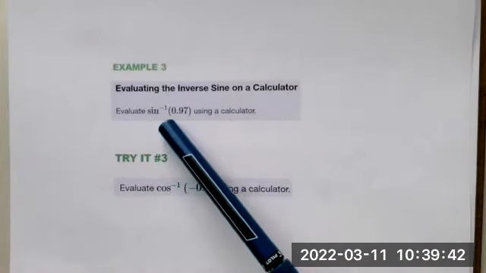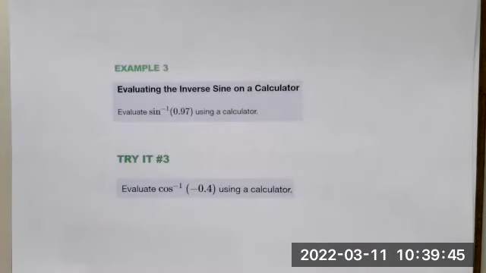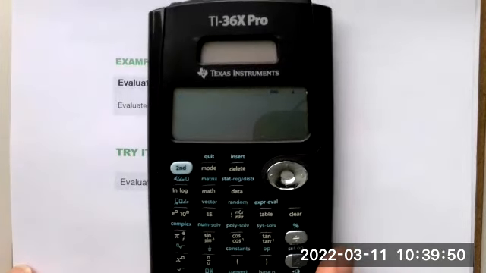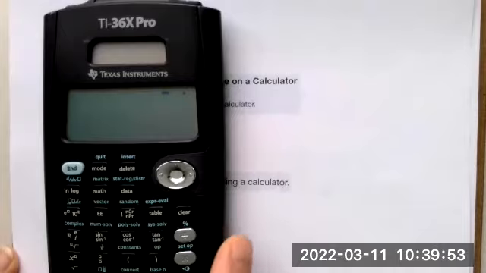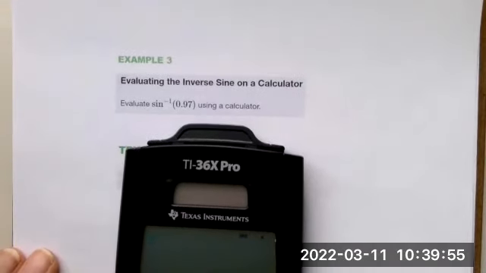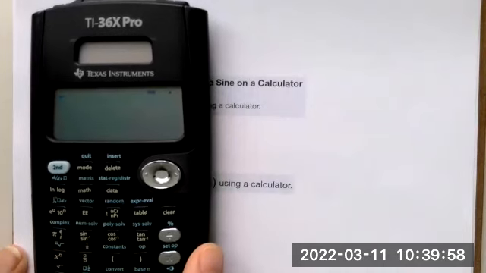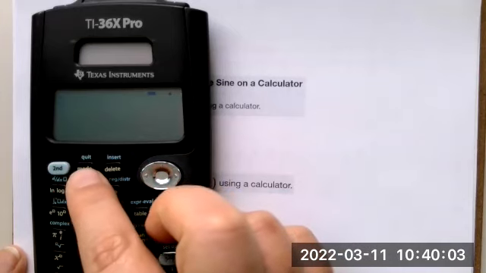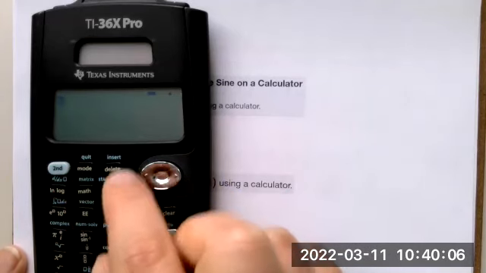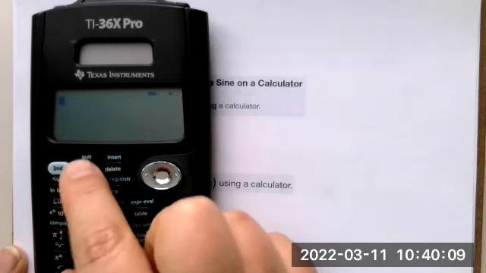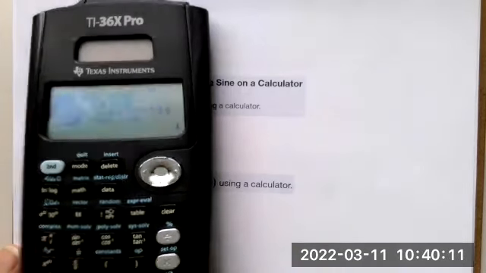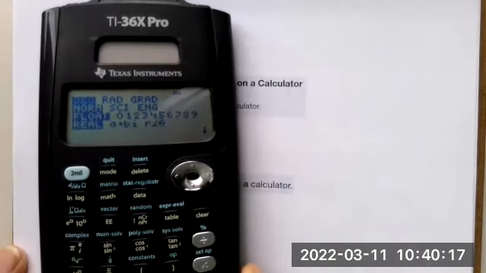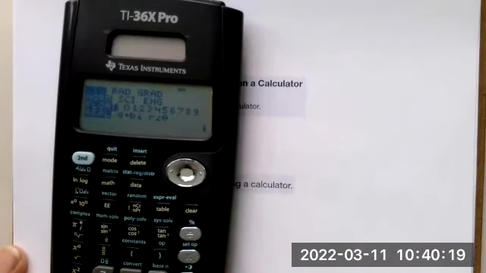It says evaluate the inverse sine of 0.97. So first of all, you have to decide which units you're going to use for your angle. Remember, this is a sine value that you're feeding, and your calculator is going to spit out an angle. So make sure you set it for degrees or radians, whatever you're going for. In order to do that, you're going to click on mode, and you're going to select either degrees or radians. So in my case, we're going to get degrees.